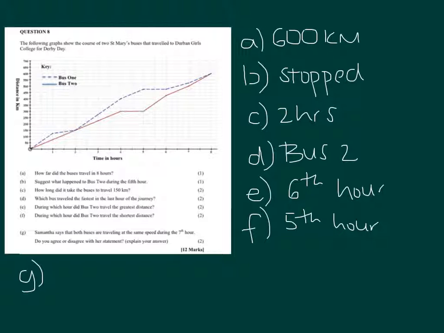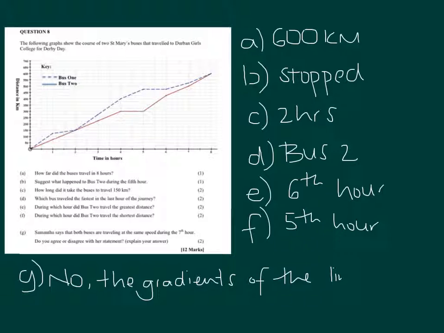You could say simply no. And then you had to give the reason why you disagreed. And you could say the gradients of the lines are different. And that should be enough to get you the full marks for that question.